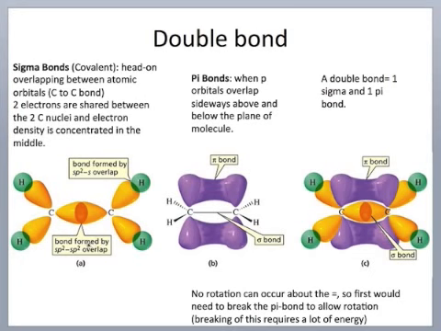However, a double bond contains one sigma bond and one pi bond. So let's look at what a pi bond is. Pi bonds happen when p orbitals overlap, and this happens sideways, above, like here, and below the plane of the molecule. Again, we can see the sigma bond here and the two p orbitals overlapping at the top, and this is known as the pi bond. So in order to have a double bond, you would need one sigma bond and one pi bond.